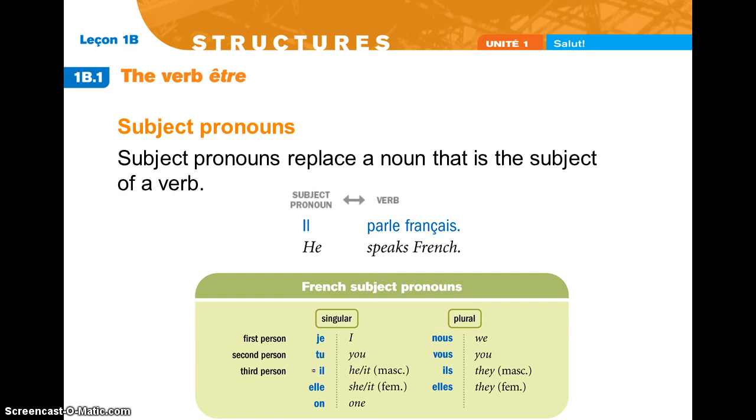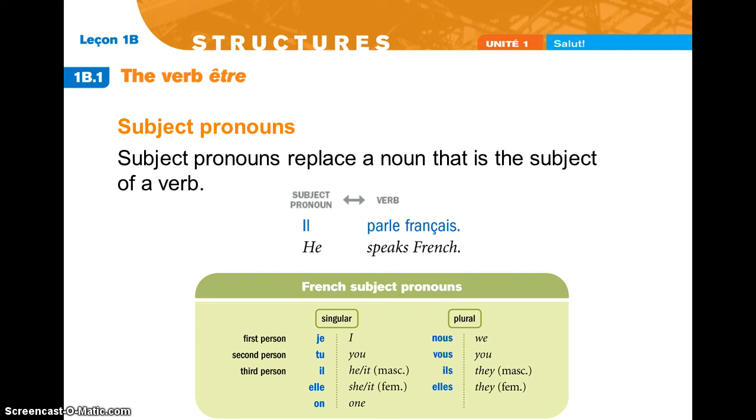Il means he, or it can mean it if we're talking about a noun that's not a person but is masculine. Elle, it means she, or it also means it. Again, if we're talking about some sort of object or thing that has a feminine word. La bibliothèque, elle est moderne. So what I just said is the library, it is modern.